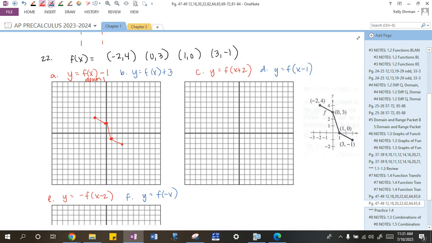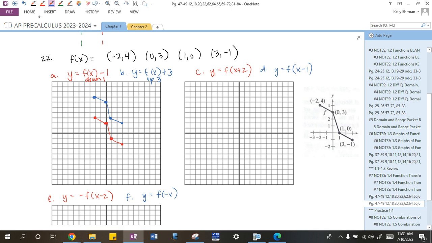And then let's do B on the same graph. This is the graph, but shift everything up 3. So negative 2, 4 will be at negative 2, 7. 0, 6. 1, 3. And 3, 2. So graphs A and B should hold the same shape. They're just vertical translations of each other.